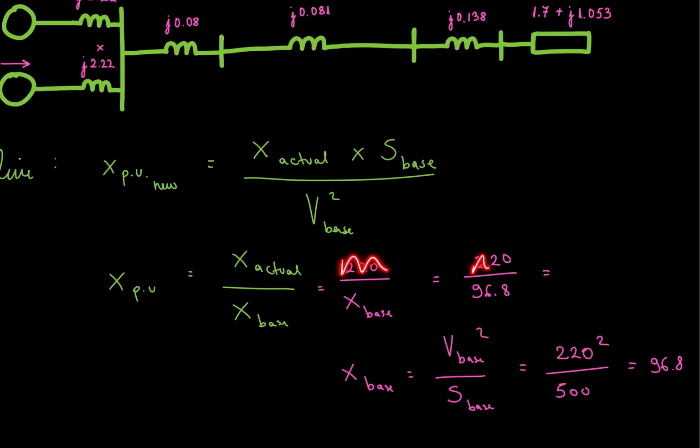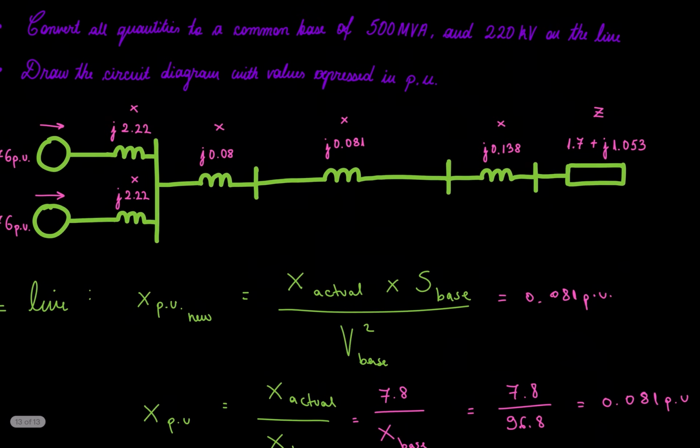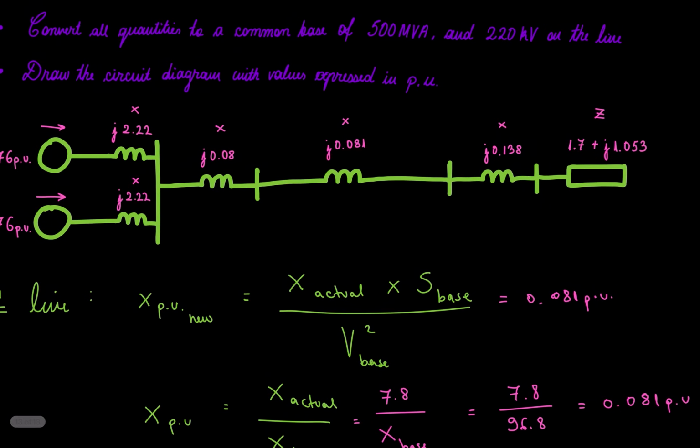So now we're going to do 7.8 over 96.8 and we should be getting 0.081 per unit, which should be the same as this if you plug in the values. Yeah, so 0.081 per unit.